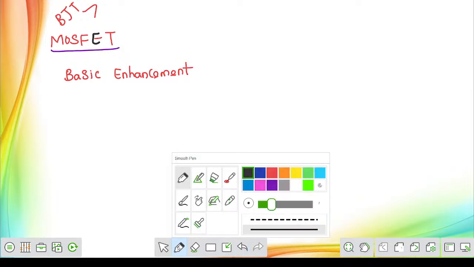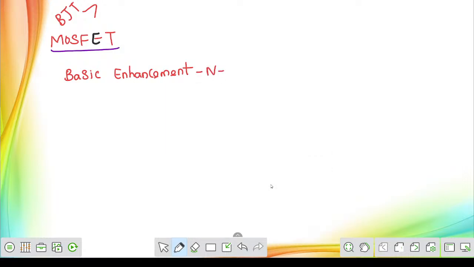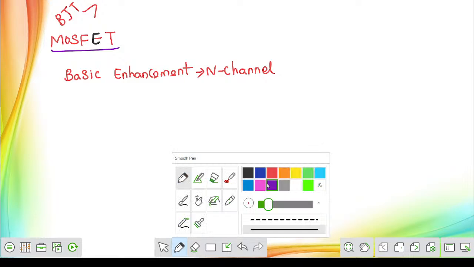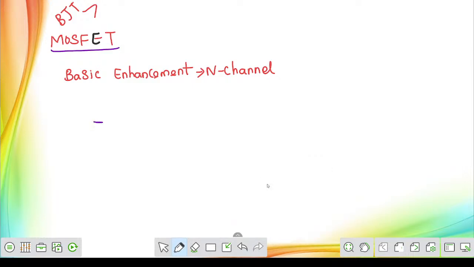So there are so many symbolic representations. I will tell them one by one, because they are very important from the examination point of view. They will ask questions from this. Okay. First, I will give the basic enhancement type. I am considering the N channel MOSFET. There are two types of channel formation: one is N channel and another is P channel MOSFET. So let's start from here. The basic enhancement type N-channel MOSFET has a certain symbolic representation. It has three terminals, and those three terminals will be represented like this.